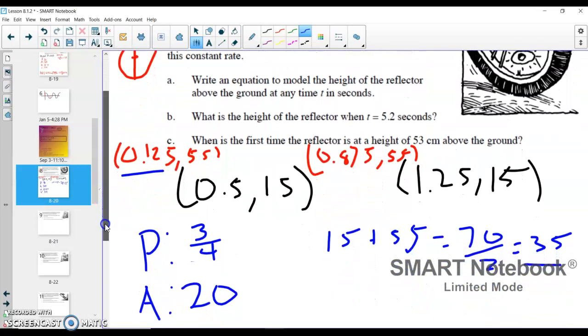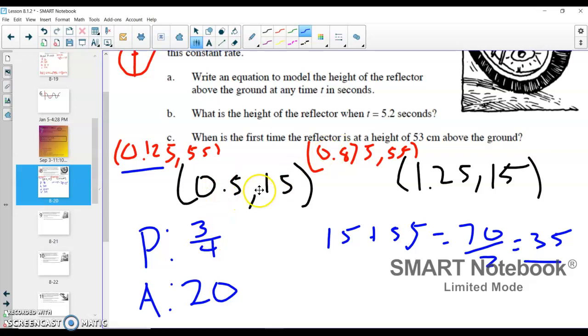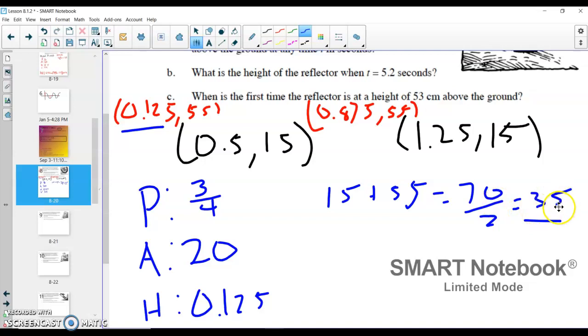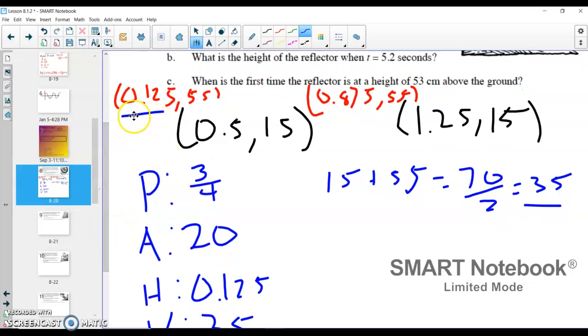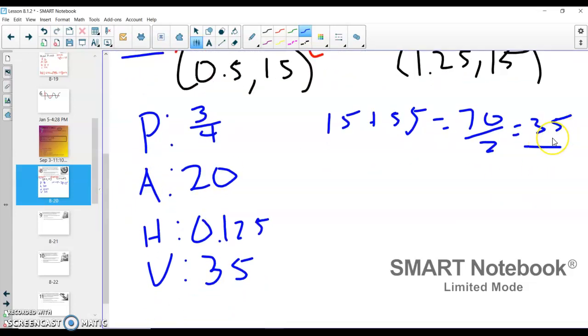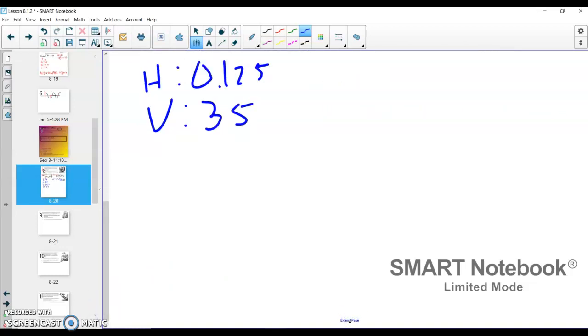I then went on to do the period. The whole thing happens in 0.75 or 3/4. The amplitude was 20 because the midline was found to be 35. 20 more than 35, that's 55. 20 less than 35, that's 15, so that tells me the amplitude is 20. The horizontal shift is the distance to the right, or the shifted distance of the first high point, especially for cosine, or I should say only for cosine, and so the horizontal shift is the 0.125, and then the vertical shift is always the midline there. And so I get my final equation here, and then we'll graph it, and we'll move on.